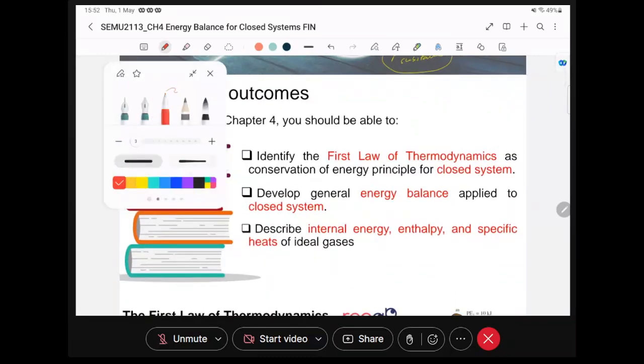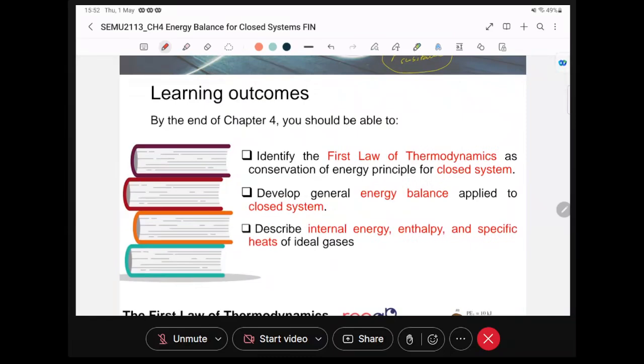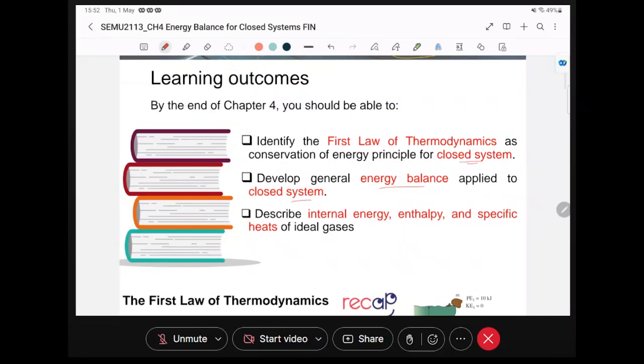So what you will learn from this chapter is, of course, applying the first law of thermodynamics, the conservation of energy, basically energy balance, in other words, for the closed system. In order to do so, you have to describe the internal energy, enthalpy, and specific heat of ideal gas. So this is for ideal gas. For the pure substance, you'll also be describing the internal energy and enthalpy of the system.